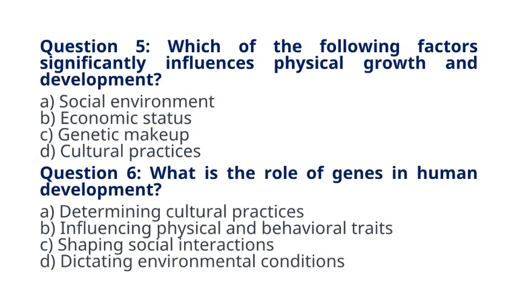Question 5. Which of the following factors significantly influences physical growth and development? A. Social environment. B. Economic status. C. Genetic makeup. D. Cultural practices. The correct answer to question 5 is option C. Genetic makeup. Explanation: genetic factors play a crucial role in determining an individual's physical growth and development.